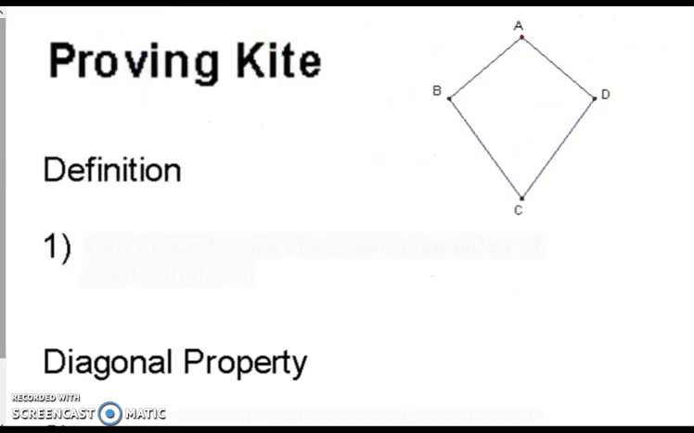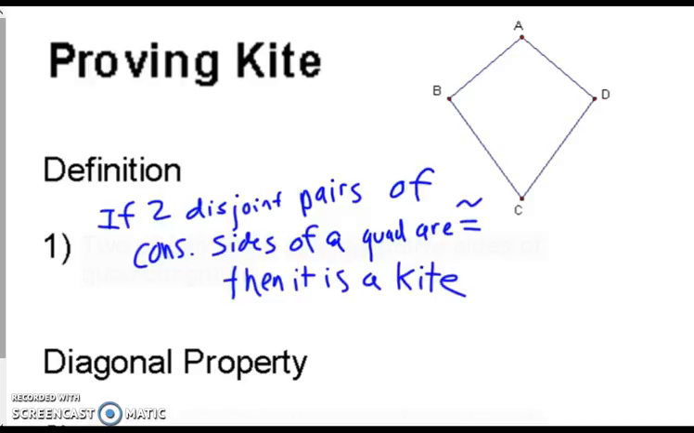Okay, so if we're going to prove that a quadrilateral is a kite, there's a couple ways we can do this. The first is to rely on our definition, which is two disjoint pairs of consecutive sides are congruent. So if you show that, then you can show that it's a kite. So there's that statement there.